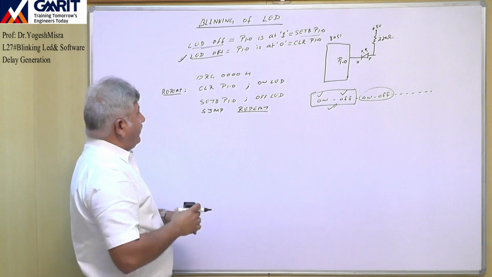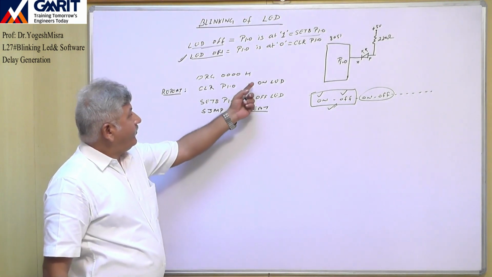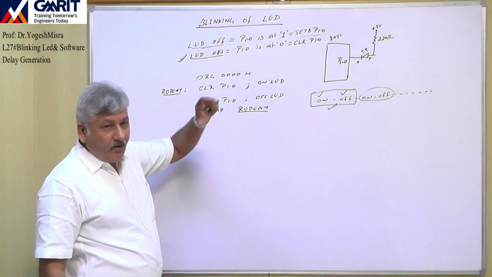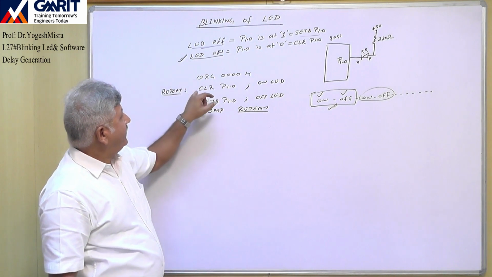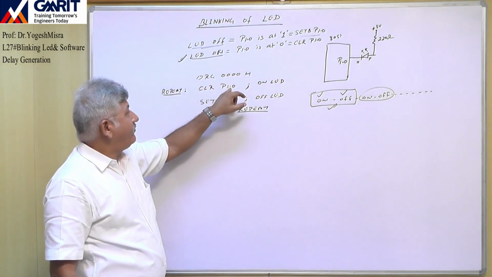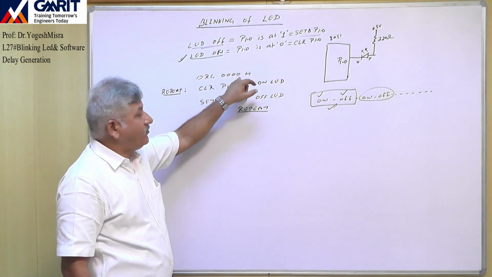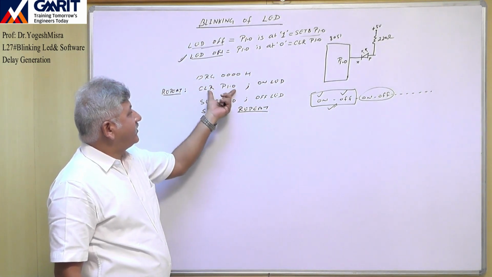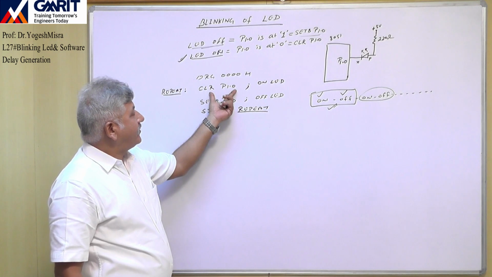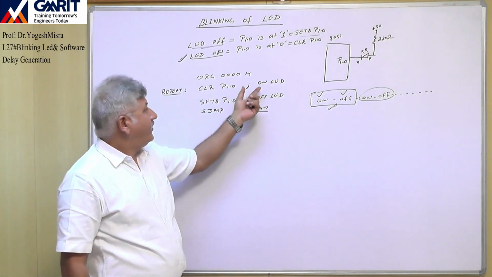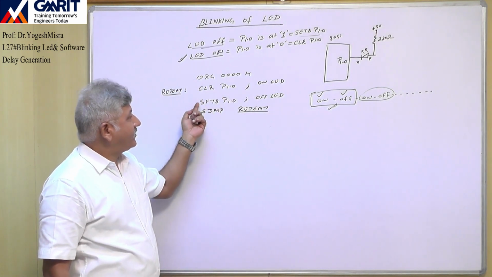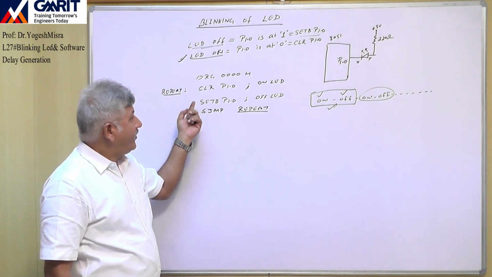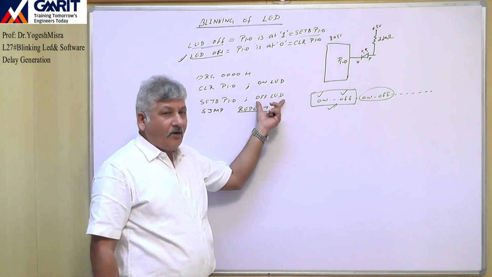Repeat. So now the first LED will be on. When we switch on our controller, our first instruction is CLR P1.0 at code memory location 0000H. The controller will execute this instruction, and it will make your LED on. Then the controller will execute the instruction SETB P1.0. It will make our LED off.